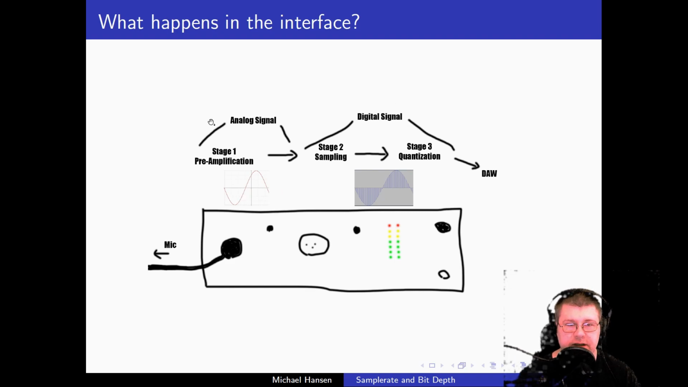So notice here that in the preamplification stage, our signal is still analog. As we send it over to the digital parts of the signal, we will do two stages. The first stage will be the sampling, and the second stage will be the quantization, and then finally we will send the signal out to our digital audio workstation, or DAW, as you call it. That could be Reaper or Pro Tools or whatever you use, doesn't matter. Let's take a look first at the sampling stage.